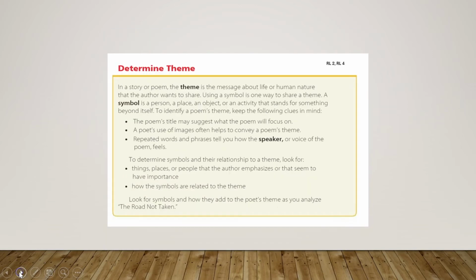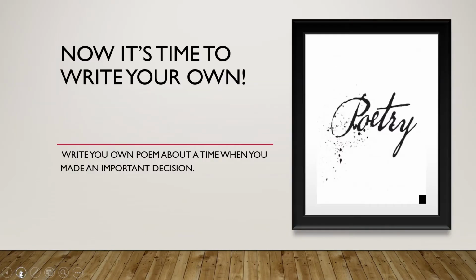You may also want to review determine theme. This is also in your packet because theme is very important, and that's something you definitely want to develop as you write your poem. And now it's your time to write your own poem. So you are ready.